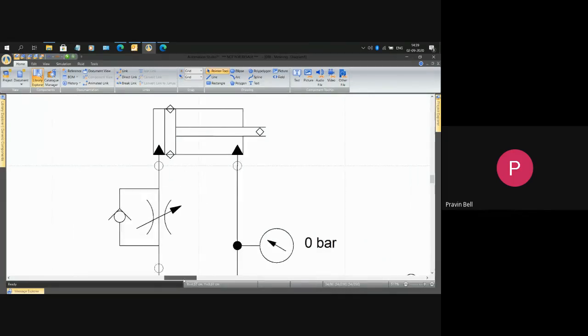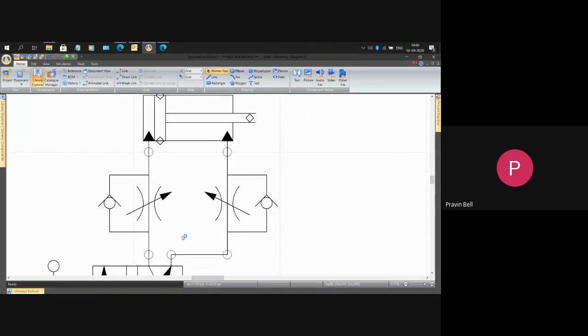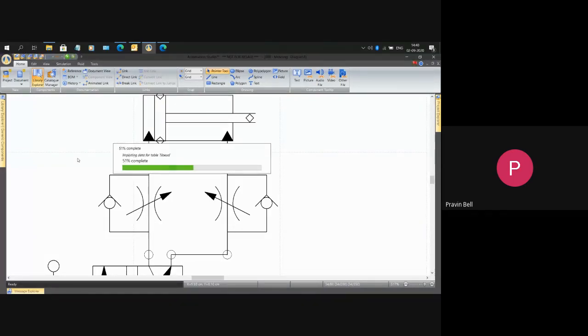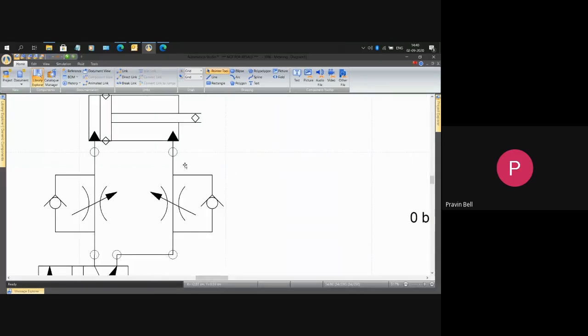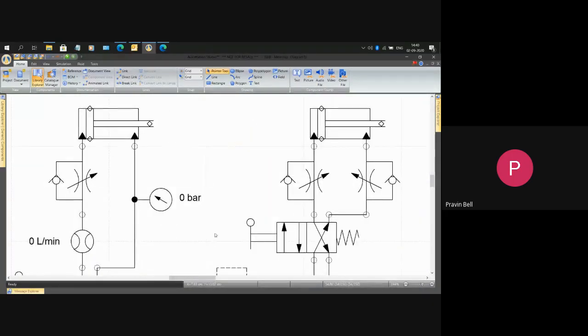Similarly, you can put a meter in circuit on both sides of the cylinder. In this particular circuit, when the fluid is coming from the left-hand side into the cylinder, you're controlling the fluid coming in, and from the reverse direction also, the fluid coming into the rod side, that also you're controlling. So both these circuits are meter in circuits.